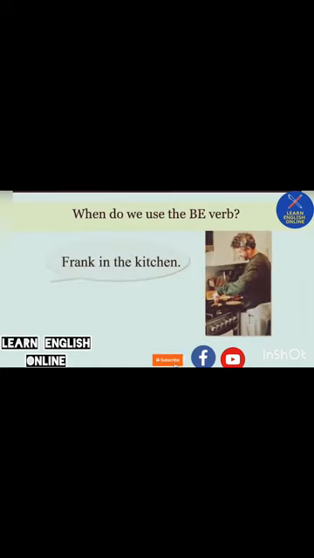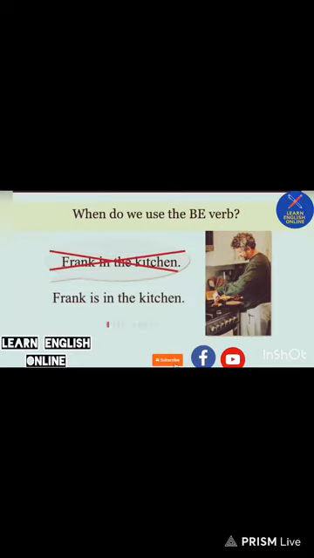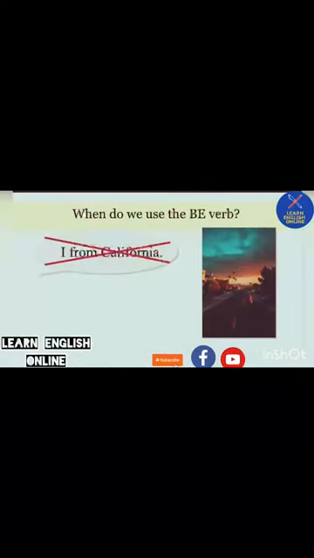In some languages, you can say, "Frank in the kitchen," and everybody understands. But in English, this doesn't work. We say, "Frank is in the kitchen," because we need that be verb. Here's one more example. What form of be should go here? Am. I am from California. This is correct grammar.